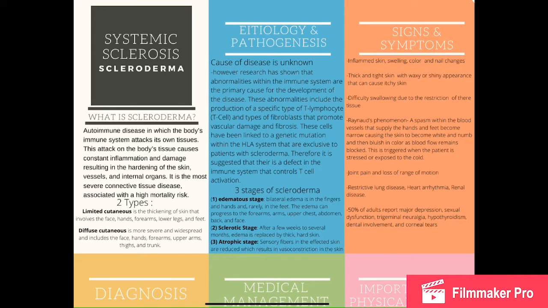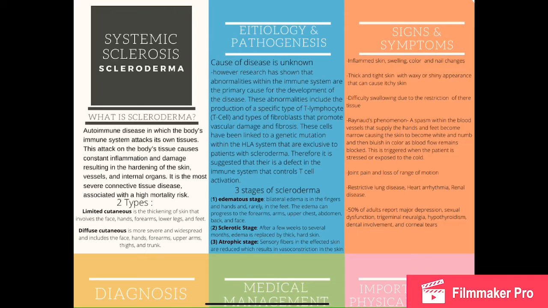These cells have been linked to a genetic mutation within the HLA system that are exclusive to patients with scleroderma, which is an awesome finding to know that, okay, there is a genetic component. So, being able to dive in deeper, there is more research going on with this component to be able to find more treatments and causes for why this is happening.